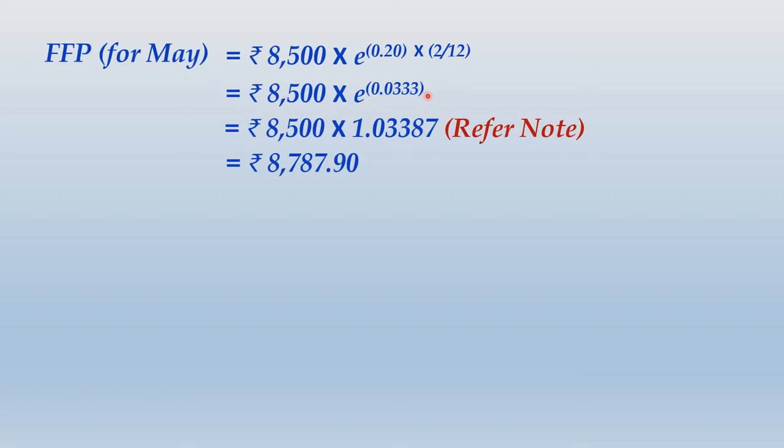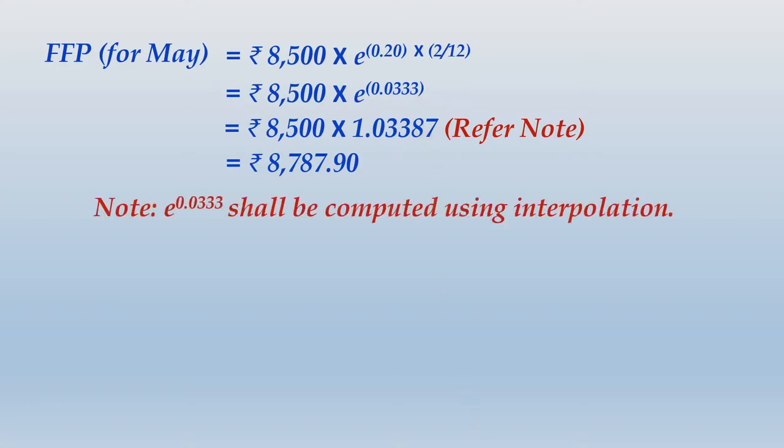However, in the question, they gave you the value of e raised to 0.03 and e raised to 0.04. Now, this value you will have to compute through interpolation, and how to apply interpolation, again, I have given a separate video on that, computing interpolation or computing any approximate value through interpolation. So I'm not going to discuss how we got this value as 1.03387. You can apply interpolation. So it will be something between e raised to 0.03 and e raised to 0.04. So through interpolation, we will be getting this as 1.03387. And this will be for May.